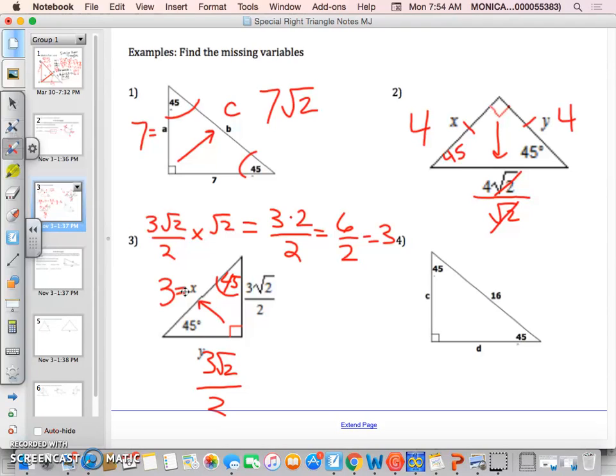All right, and then for number 4, I'm looking for my legs, but I have my hypotenuse. And I just draw this arrow to show me that it's across from the right angle. So I know C is going to be 16 divided by the square root of 2. And this side as well is going to be 16 divided by the square root of 2. But as you learned earlier, you can't have a square root in the denominator. So we have to rationalize it. So that means I have to take 16 times the square root of 2 over the square root of 2.